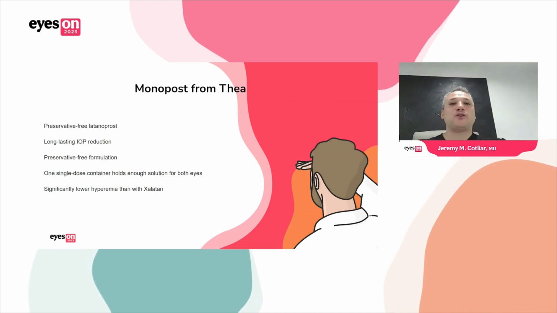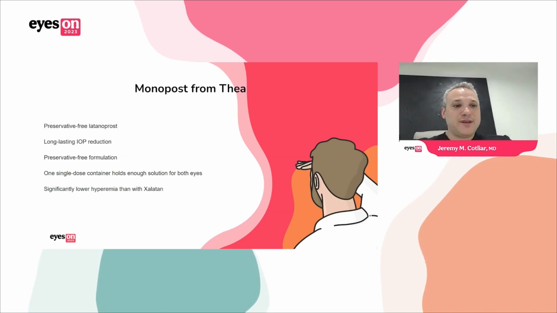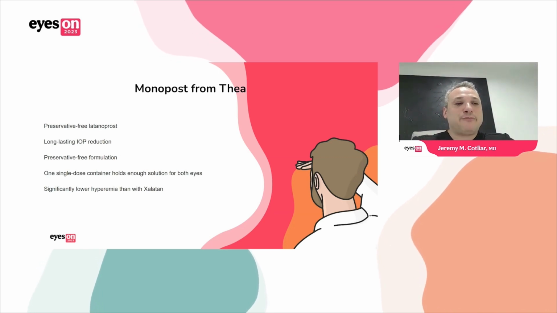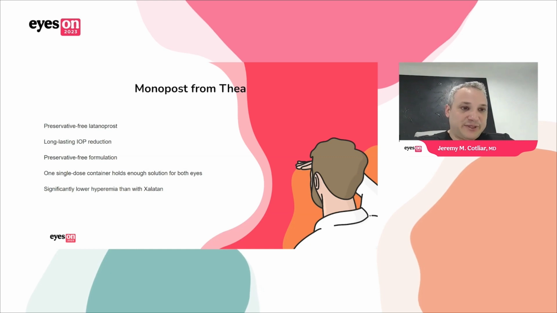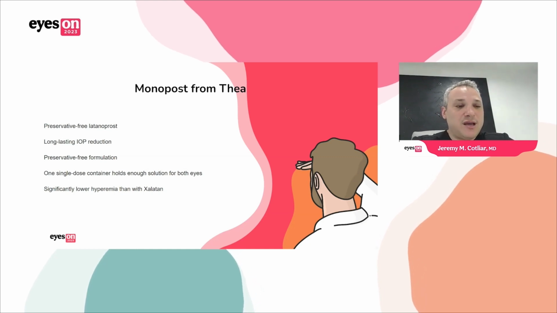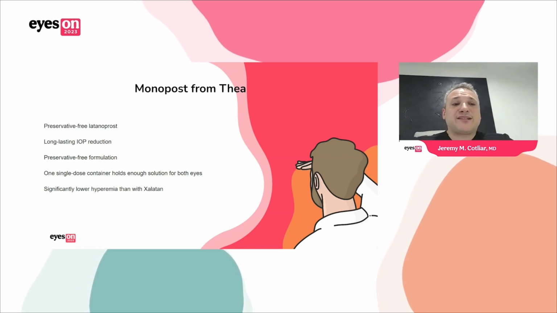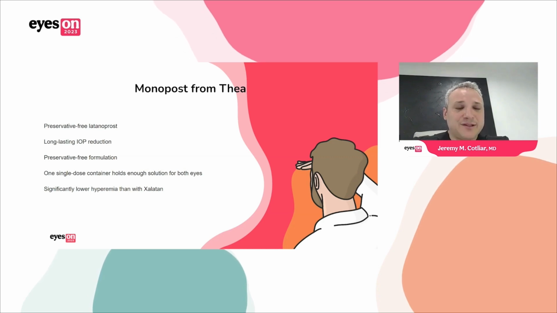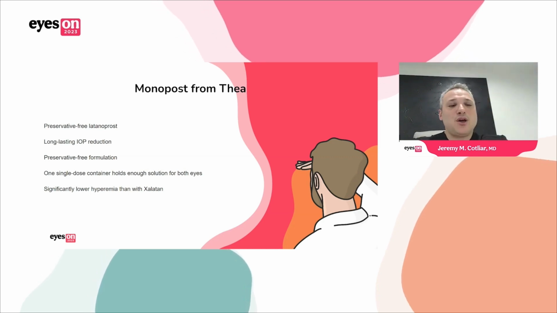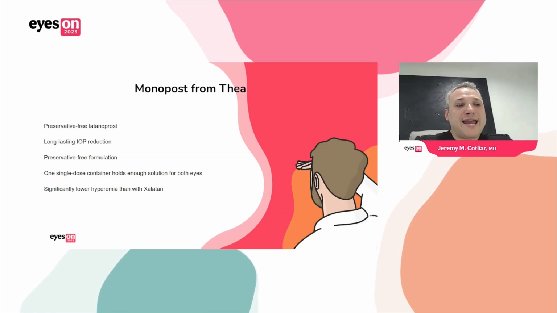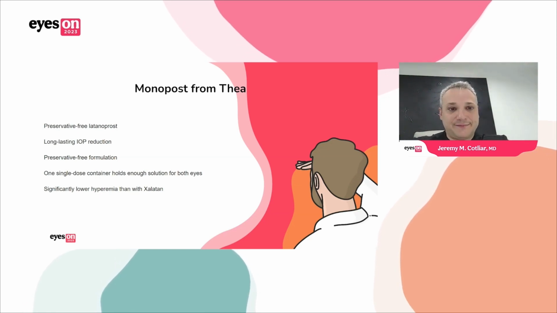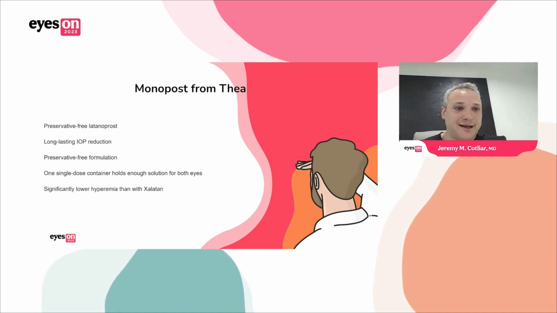So let's go through Monoprost from Thea first. So this is a preservative-free latanoprost. It has long-lasting IOP production. It's, as we said, a preservative-free formulation. 1 single dose container holds enough solution for both eyes. And the benefit as compared to the other prostaglandin analogs, such as Xalatan or latanoprost, travoprost, or Lumigan, is that it has significantly lower hyperemia than with Xalatan or the other prostaglandin analogs.